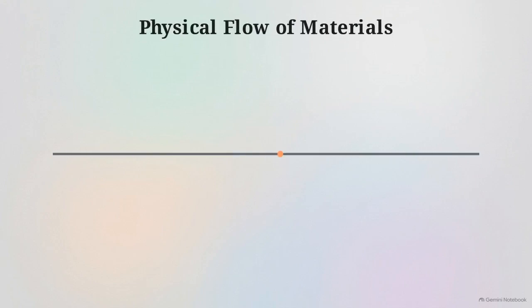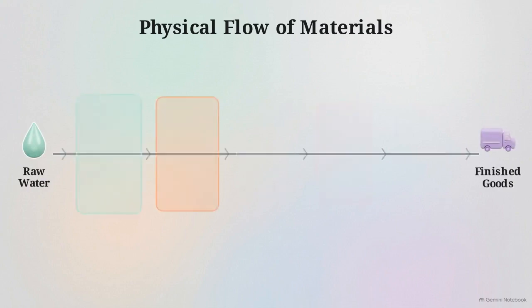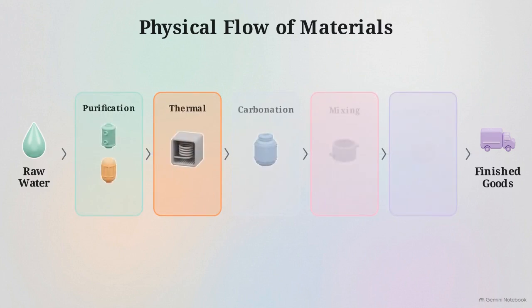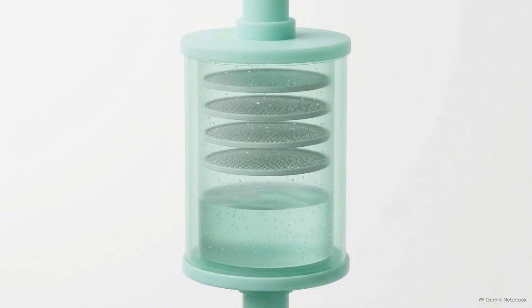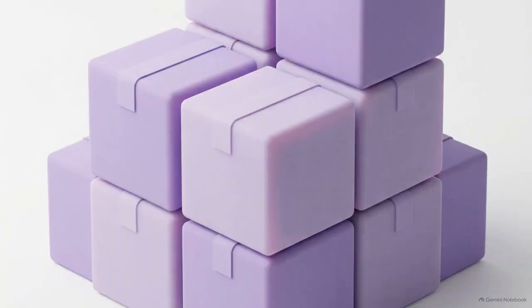Analyzing the production of carbonated drinks requires mapping the physical flow of materials. The scope spans from the intake of raw water to the delivery of finished goods. The pipeline is organized into 5 distinct stages, each transforming the liquid. The first stage is dedicated to water purification, ensuring a clean baseline before any ingredients are added. The final stage is focused purely on the logistical requirements of packaging and transportation.